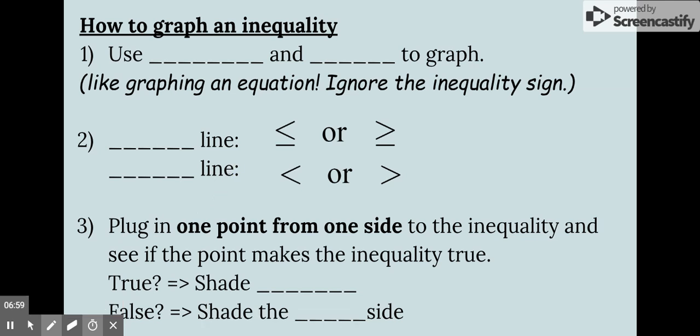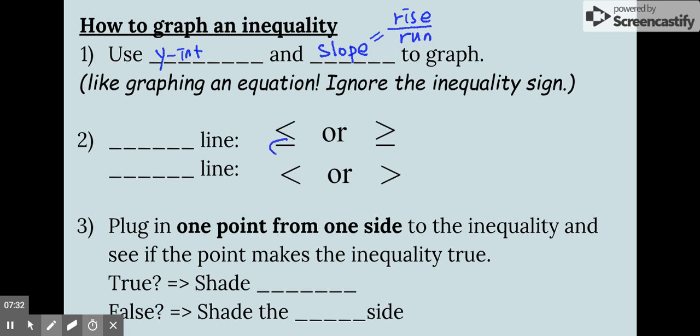We're going to solve the inequality by graphing. So how to graph an inequality? It's very similar to graphing equations. Number one, use the y-intercept and slope to graph. We already know that the y-intercept is a starting point, and then you use the slope like rise over run: how many you go up, how many you go left or right. So you compare that ratio and put it on the graph.